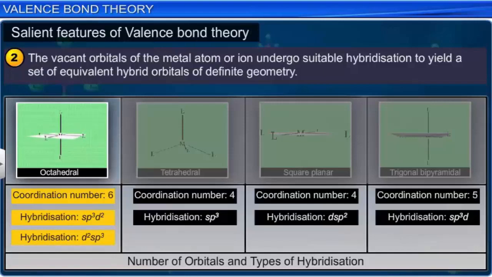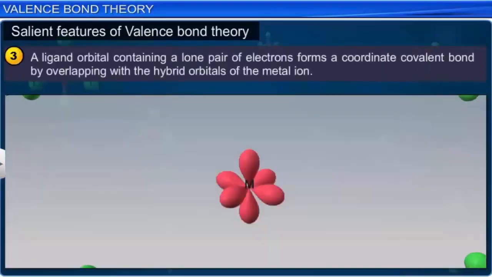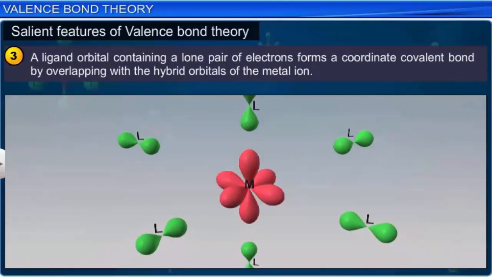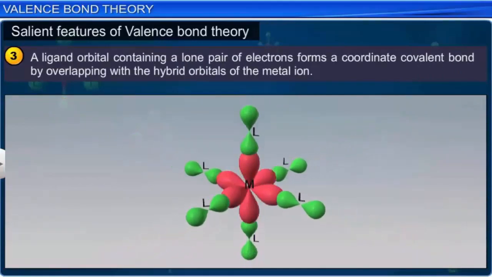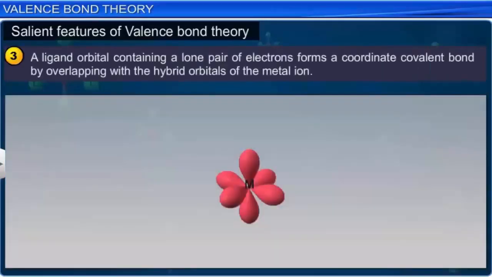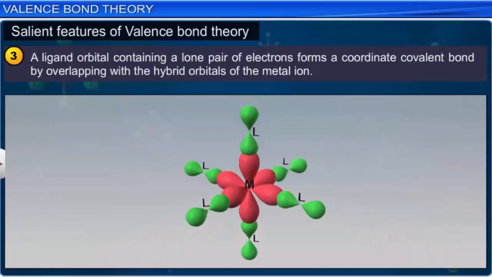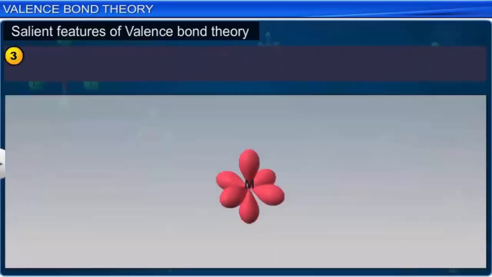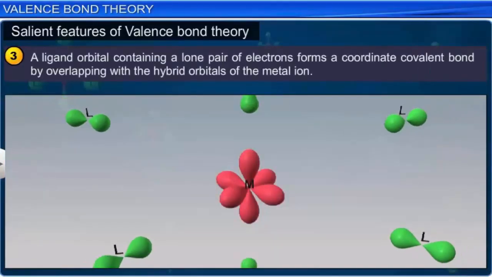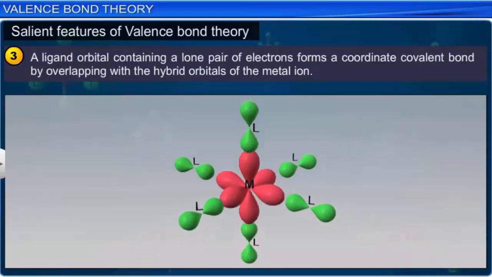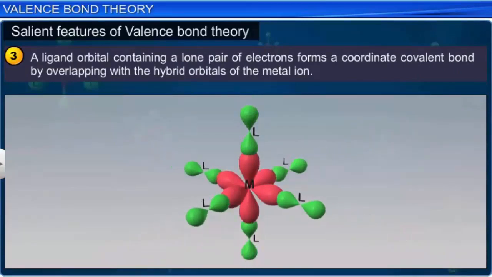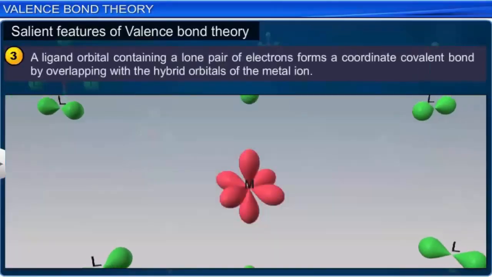So the third feature of the valence bond theory is that a ligand orbital containing a lone pair of electrons forms a coordinate covalent bond by overlapping with the hybrid orbitals of the metal ion. See, as I told you in the second feature, the metal ion undergoes hybridization. Now the ligand orbital overlaps with the metal ion and forms a coordinate covalent bond, or a dative bond.